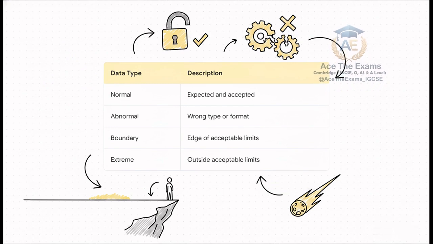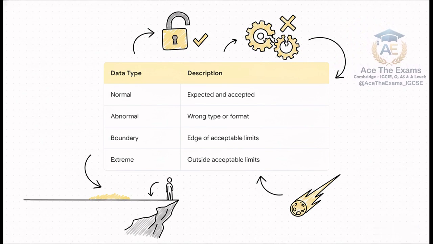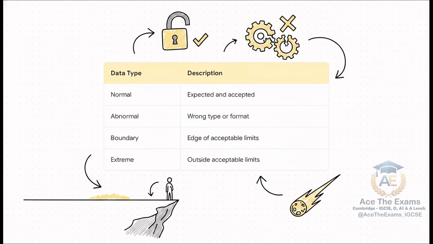Then you've got abnormal data, which is just the wrong format entirely, like literally spelling out the word TEN. Boundary data sits right on the edge of your acceptable limits, so that would be exactly 10 or 18. And finally, extreme data falls completely outside those limits, like putting in an age of 99. Knowing how to rapidly deploy these 4 types, that's totally non-negotiable for paper 2.